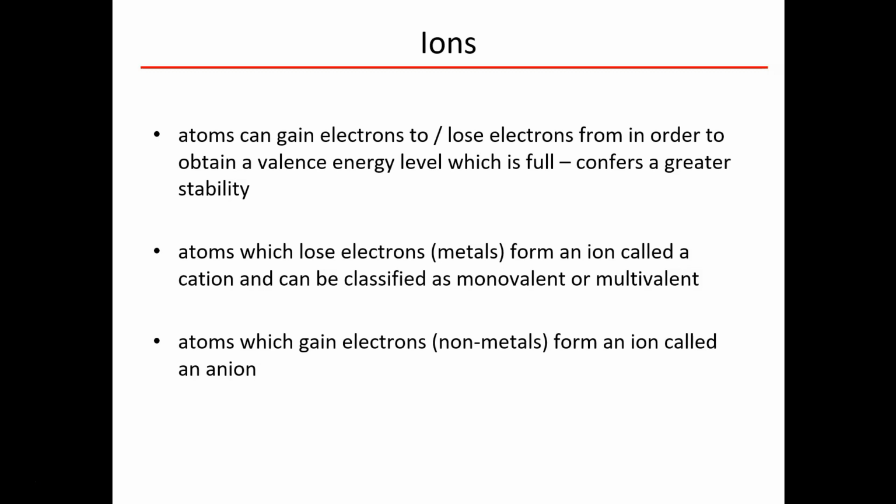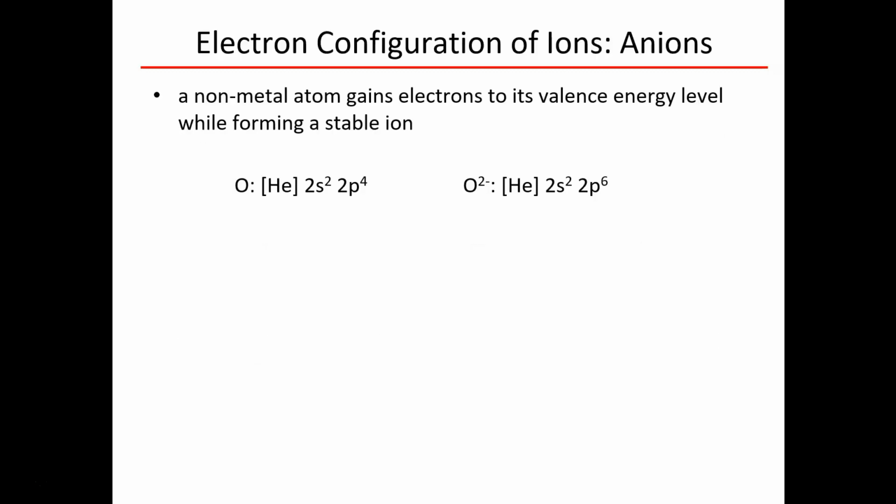Atoms which lose electrons, we generally refer to them as metals, form a cation and can be monovalent or multivalent. And so the way in which they form their ions might be different. And then atoms which gain, we call anions, and they tend to be nonmetals, and they just fill their valence p orbital. So for example, the formation of anions.